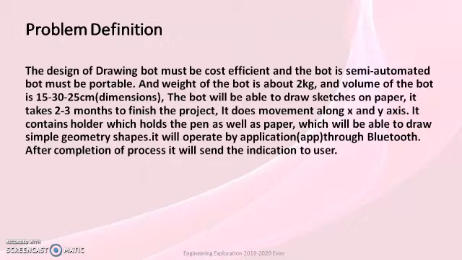The board must be portable and the dimensions of the board are 15 x 30 x 25 cm. The board will be able to draw sketches on paper. It takes 2 to 3 months to finish the project. It contains a holder which holds the pen as well as the paper, and it will be able to draw simple geometric shapes.